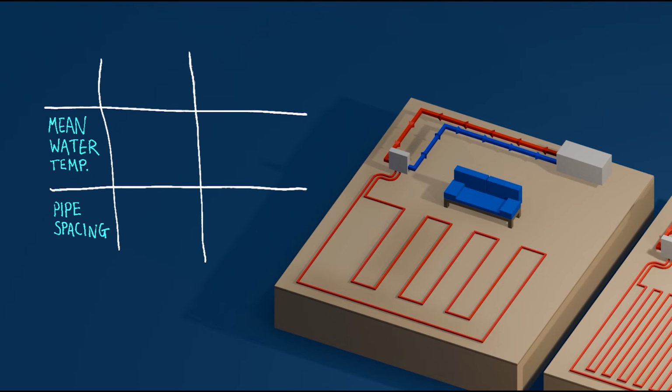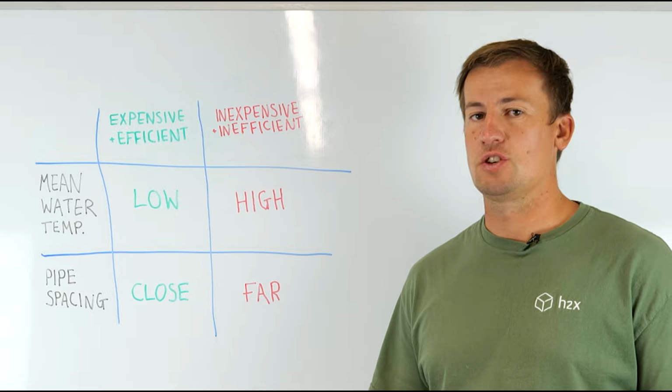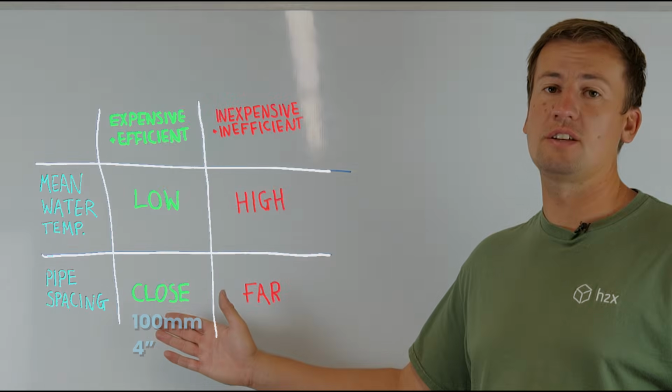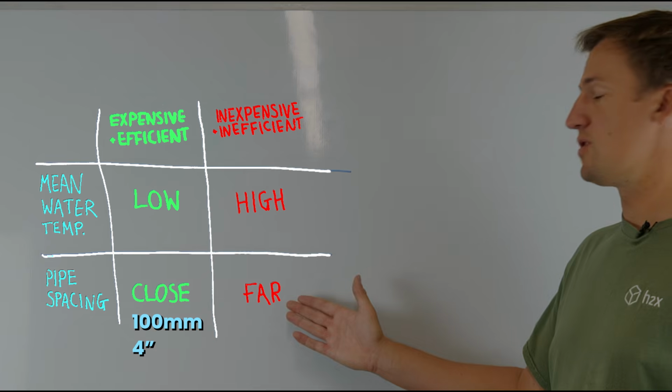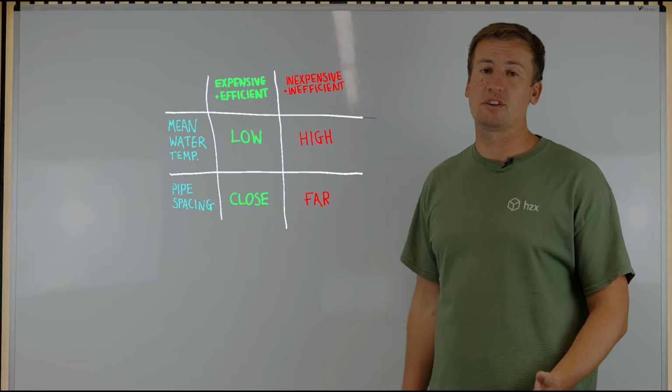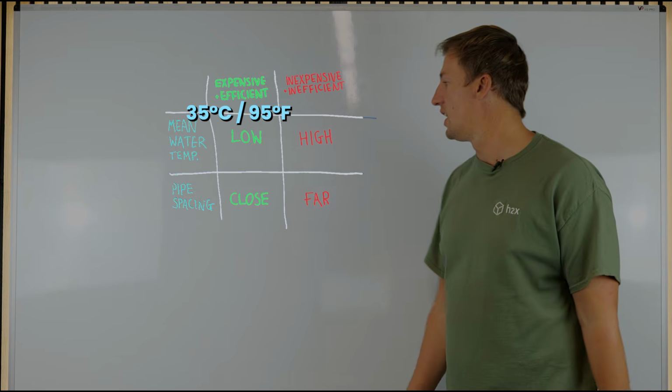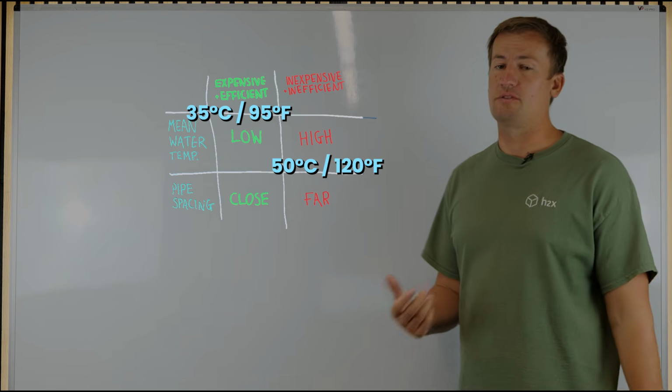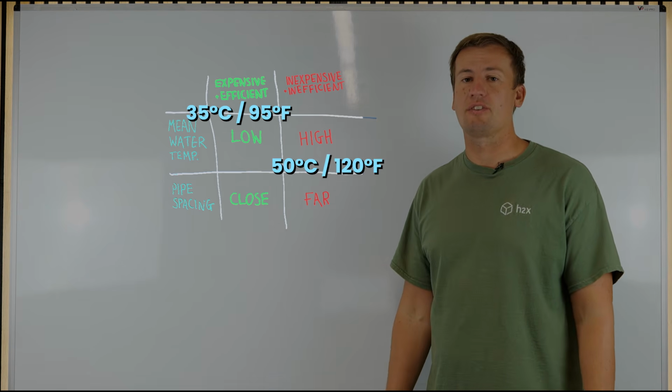The opposite of this is where you put the pipe spacings as far apart as you can. That is less materials and it's faster to install, but because you have less surface area, you are required to run that system at a much higher temperature, which is going to be ongoing energy costs. Just for some rough numbers, this could be 100 millimeters or 4 inches, whereas this could be 300 millimeters and 12 inches. In terms of temperature, this could be 35 degrees C or 95 Fahrenheit, and the high one could be more like 50 degrees Celsius and 120 degrees Fahrenheit.